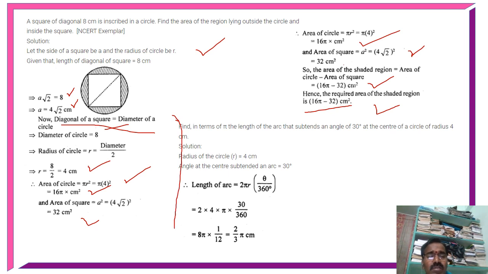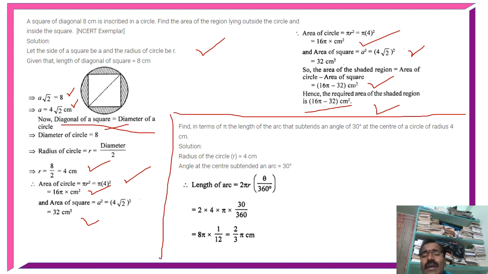This is another problem, students. Don't get confused. Here we have done two problems in one slide to reduce the time. Find, in terms of pi, the length of the arc. Just now I said the length of arc formula is theta by 360 into 2 pi r, where the angle of the sector is given as 30 degrees and the radius is given as 4 centimeters. Theta is the angle subtended at the center by the arc, which is nothing but the angle of the sector. Don't get confused. Length of arc formula is theta by 360 into 2 pi r.